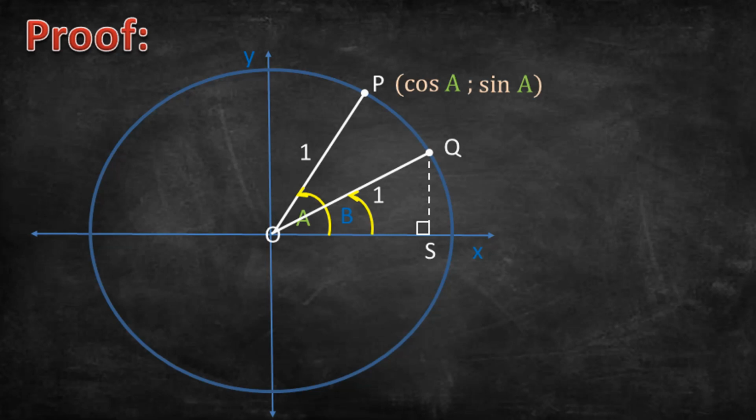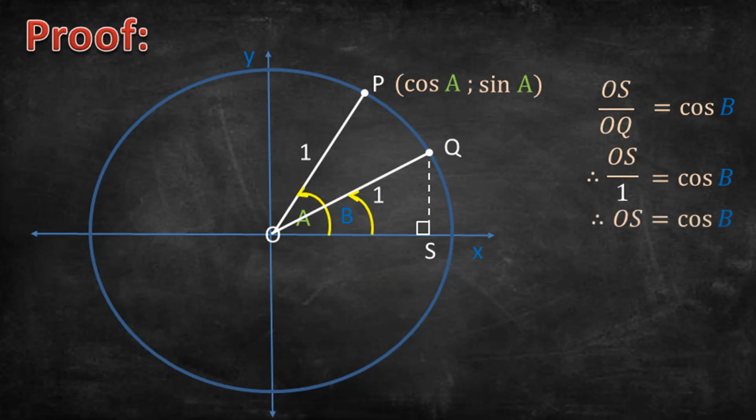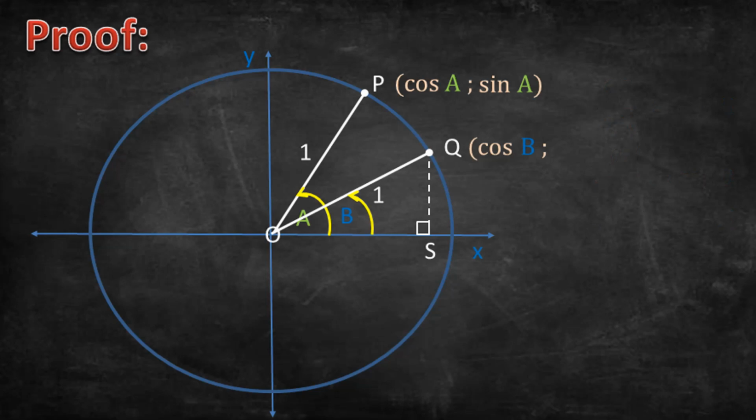Inside triangle QOS, OS over OQ is the cos of angle B, but since OQ is equal to 1 unit, we find that OS equals the cos of B. Of course, OS is the x-coordinate at point Q, so then the x-coordinate at Q equals the cos of B.